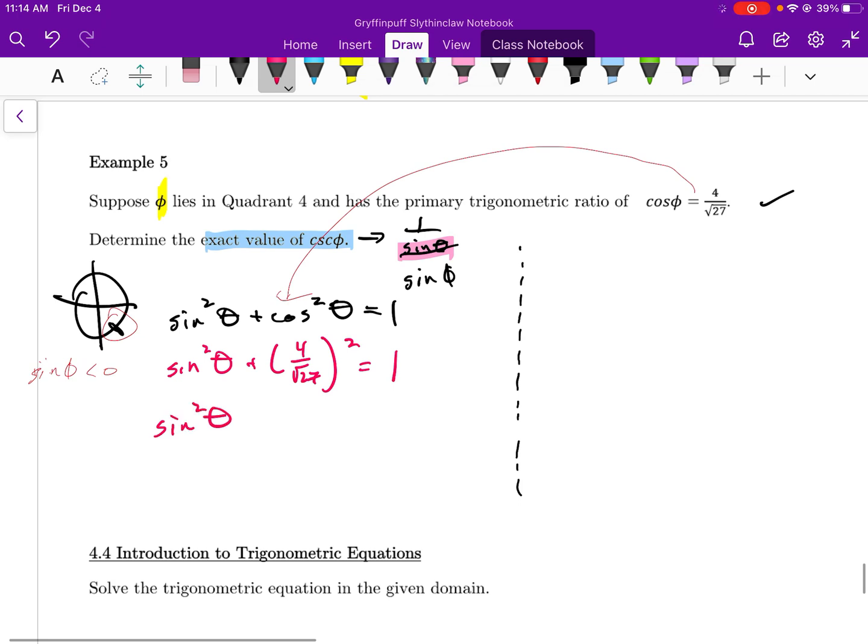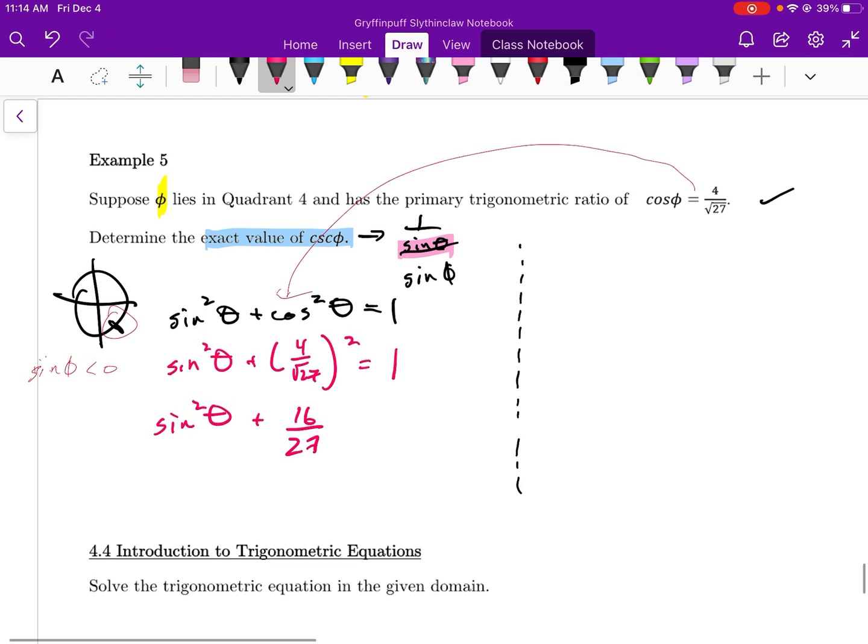Sine squared theta plus 16 over 27, if I square both top and bottom, is equal to 1. So sine squared theta is equal to, I'm going to subtract 16 over 27 from both sides. I believe this is 11 over 27. All right, so sine squared is equal to 11 over 27.